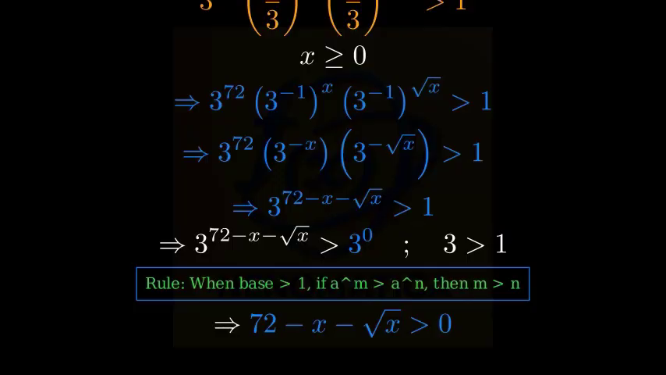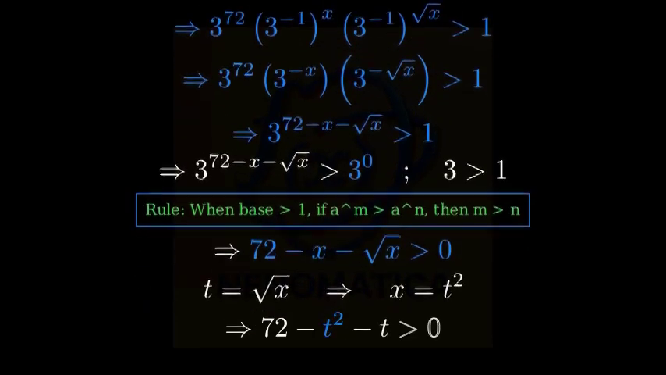Now, to solve this inequality, we'll make a clever substitution. Let's set t equal to the square root of x. This will make our inequality easier to solve. With this substitution, x equals t squared. So our inequality becomes 72 minus t squared minus t is greater than 0. Let's rearrange this into standard form for a quadratic inequality. We get t squared plus t minus 72 is less than 0.